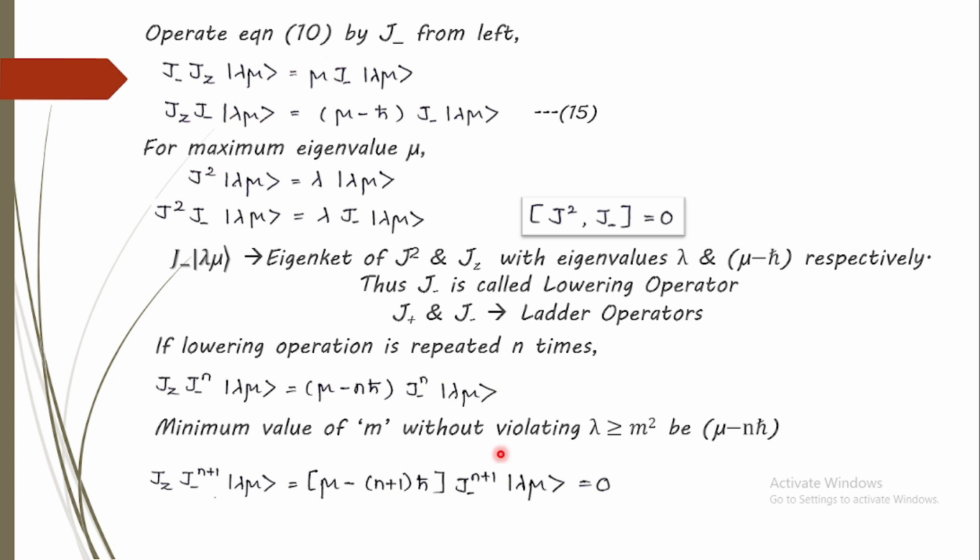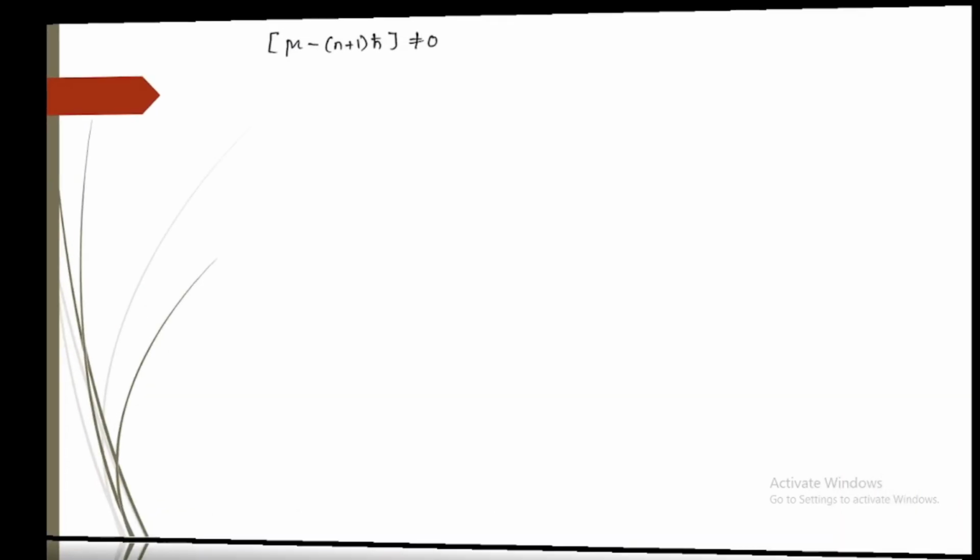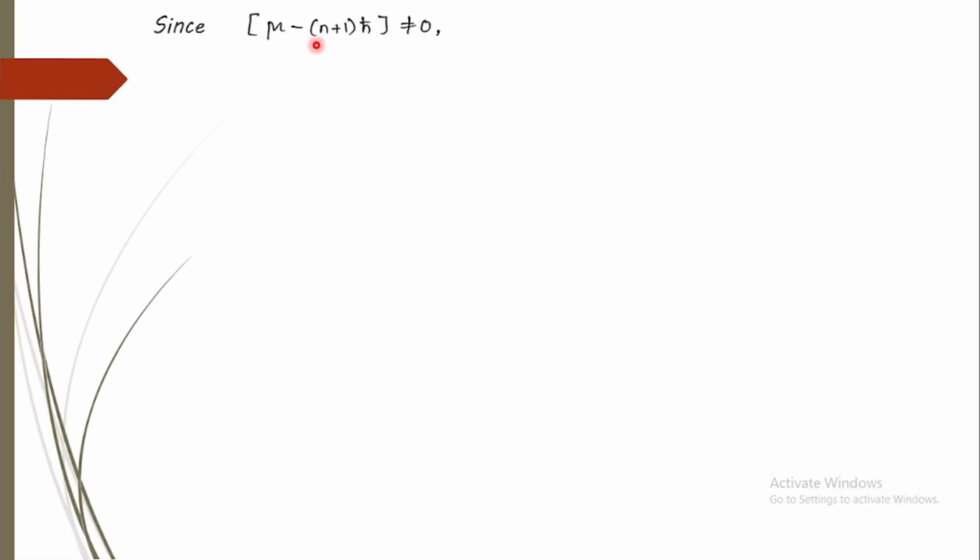And then, based on that, we can write jz j minus raised to n plus 1 ket function is equal to mu minus n plus 1 h cross into this function, and this will be equal to 0. To interpret it further, since mu minus n plus 1 h cross is not equal to 0, we can say j minus raised to n plus 1 ket lambda mu is equal to 0, because the previous equation has to be valid, and j minus raised to n plus 1 can be written as j minus into j minus raised to n. So it is something like n plus 1.